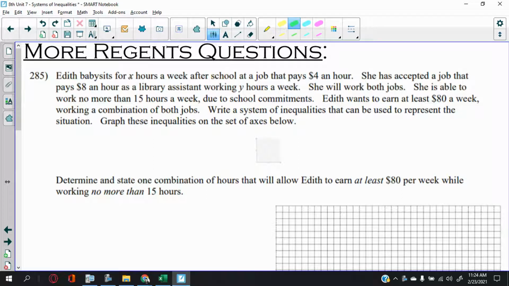Edith babysits for X hours a week, so babysitting is X, for a job that pays $4 an hour. That's the first piece of information. The second piece is that she gets paid 8 dollars an hour as a librarian, working Y hours a week. She will work both jobs. She sounds more hardworking than even I am. She is able to work no more than 15 hours a week, and she wants to earn at least 80 bucks a week.